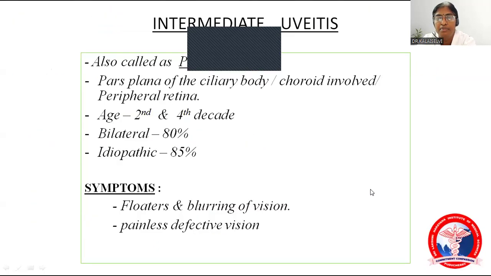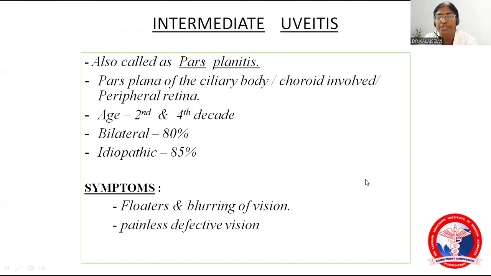Okay. So, we start with intermediate uveitis, which is also called pars planitis. Pars planitis is involvement of the pars plana of the ciliary body, and the peripheral choroid and peripheral retina are also involved. It usually occurs in the second and fourth decades, and both eyes are involved in 80% of cases. 85% of them are idiopathic.